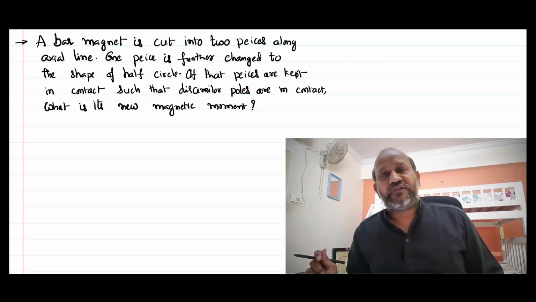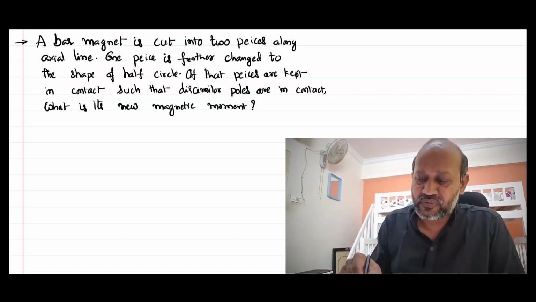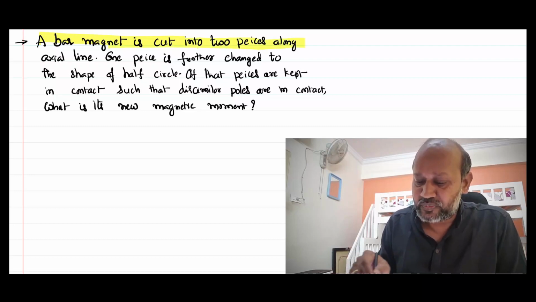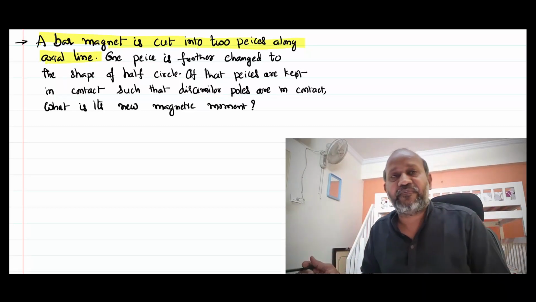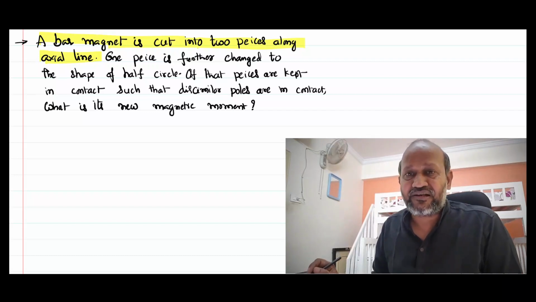Hello everyone. Let me explain first of all what the problem is here that we are dealing with in the chapter magnetism and matter. The problem is like this. A bar magnet is cut into two pieces along its axial line. I'll stop here for a while and tell you what happens when you cut a bar magnet along the axial line.